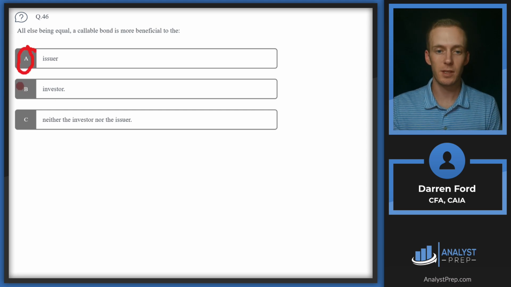There's some benefit to the investor because that call option has value, and so there's generally going to be a premium starting yield on that bond, but there's just going to be a lot more reinvestment risk because if rates fall, your bond's going to get called away, and then you're going to have to reinvest at lower rates. So it's mainly beneficial to the issuer.